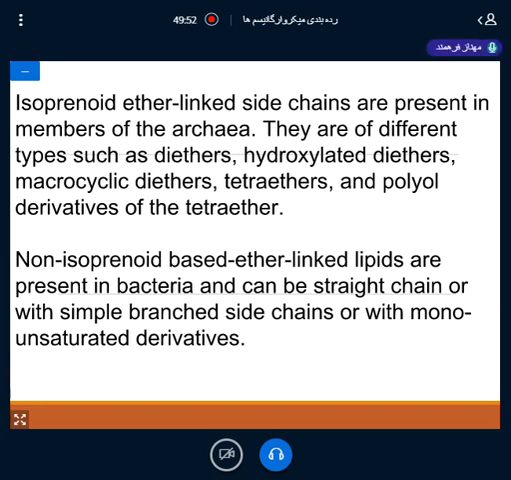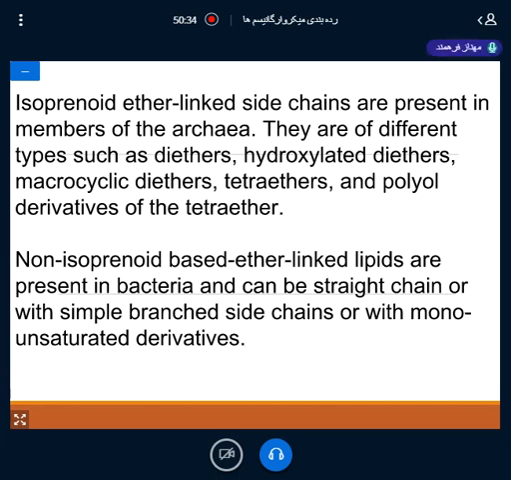So there are different types of diethers, such as hydroxylated ethers that we can see in archaea, macrocyclic diethers, and tetraethers that are very common in archaeal cells. They are not found in bacteria. Please note, they exist only in archaeal cells. We can observe these types of components only in archaeal cells, so we can distinguish that it is archaea. Tetraethers and polyol derivatives of tetraethers.